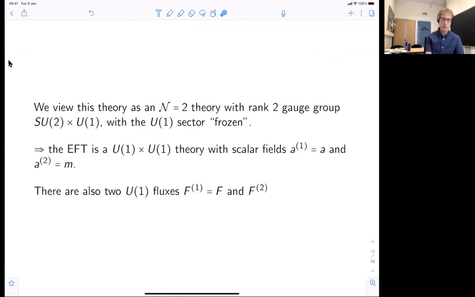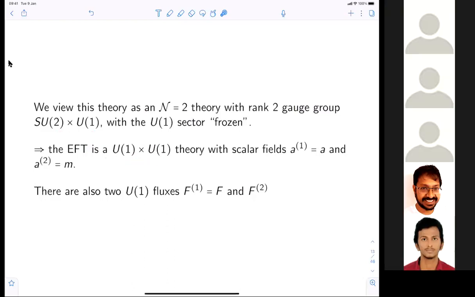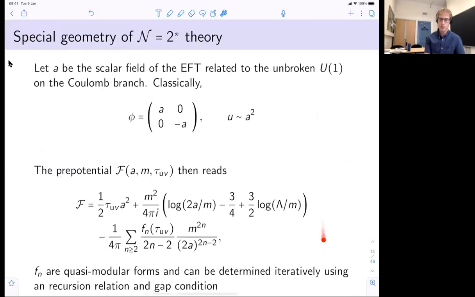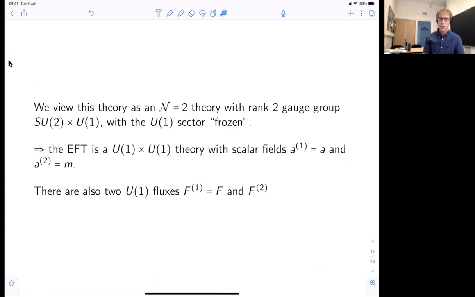So then on the Coulomb branch of this theory, we break this symmetry to U1 times U1. And in general, you would parameterize this U1 times U1 field theory by scalar fields A with superscript running from 1 to 2 in this case, or 1 to n if you have n U1 multiplets. And in our perspective, the first one is just the A I was already talking about on this slide, and the second one is the mass M.